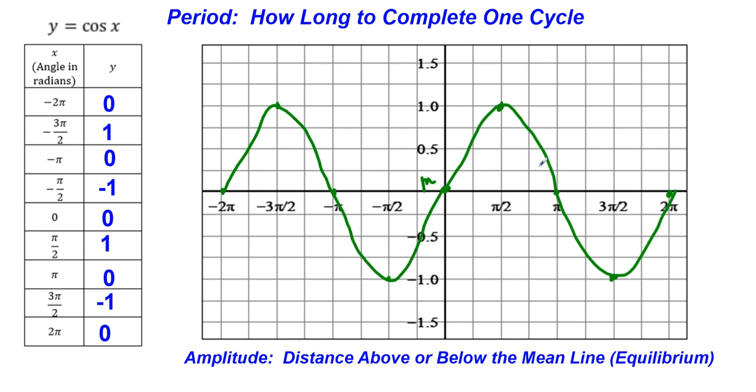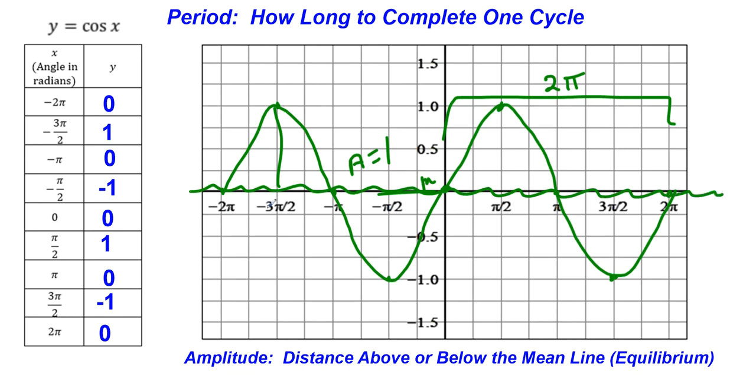Okay? So here's my cosine. I started at the medium, and I go up, down, and over. My period is 2 pi. My amplitude is equal to 1, right? Because this is my median. This is my equilibrium line right here, where I have the same amount above and below.